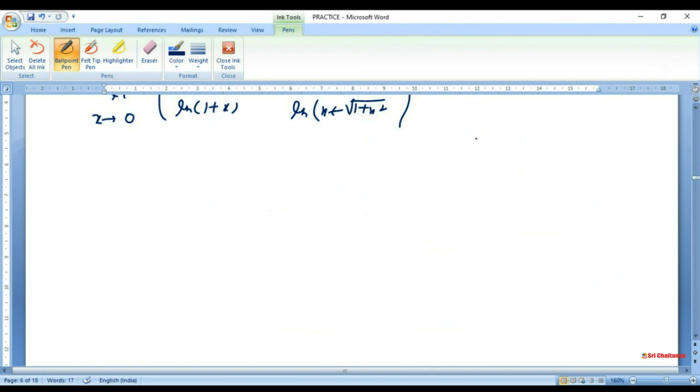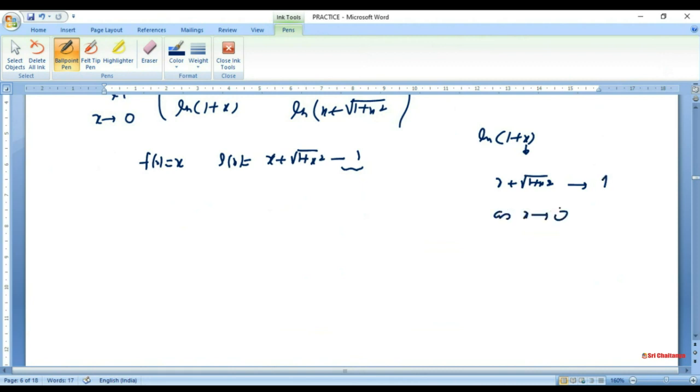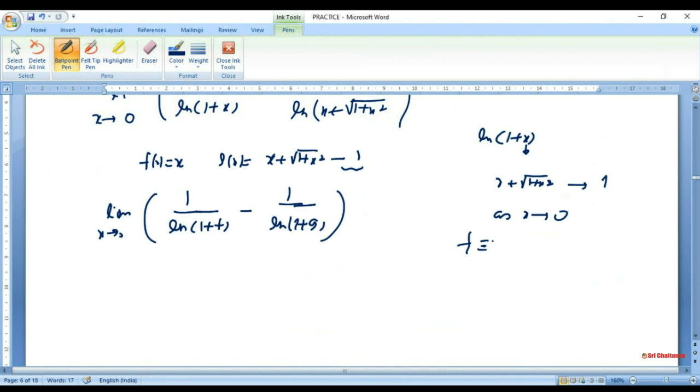Now see, the first thing you see is ln(1 + x). Again, my remark: 1 plus t means you want this to be t. So I will write f(x) as x, and g(x) as x plus root of (1 + x squared) minus 1. Why minus 1? Because x plus root of (1 + x squared) tends to 1 as x tends to 0, but I want 1 plus something. So I am now writing the limit as x tends to 0 of 1 upon ln(1 + f) minus 1 upon ln(1 + g). This is my expression. Note it very carefully. f is just shorthand for f(x), perfectly legal. g is shorthand for g(x), perfectly legal.